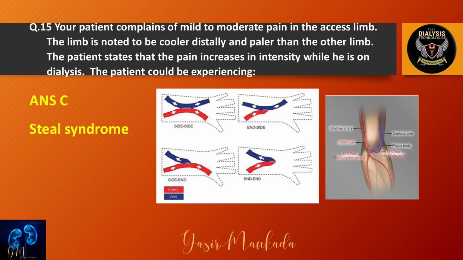I will explain. Look at these pictures. They show a few anastomoses between the artery and vein of the fistula. The first one is side of the vein and side of the artery, side to side. The second one is side of the vein and end of the artery, side to end. Side of the artery and end of the vein is also side to end, and the last one is end of the vein and end of the artery. In these situations, we may expect stealing of blood into the vein and artery, because it will reduce the blood supply to the extremities. That is called steal syndrome.